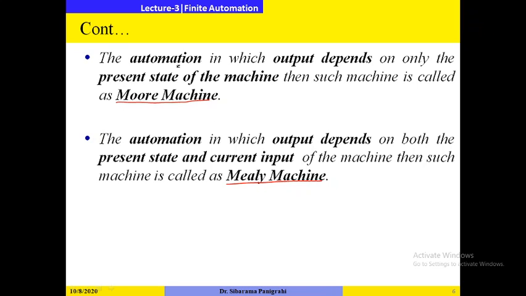What is a Moore machine? An automaton in which output depends only on the present state. Such kind of machines are called Moore machines. Whereas the automaton in which output depends on both present state and current input, those machines are called Mealy machines. So after two or three videos, we will go through Moore machine and Mealy machine in detail.